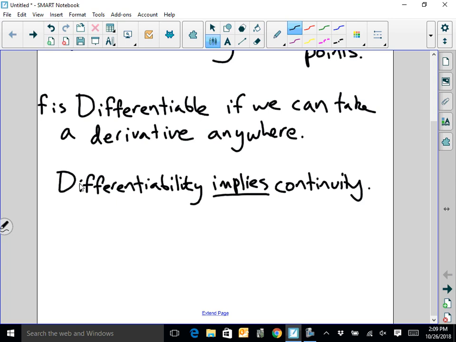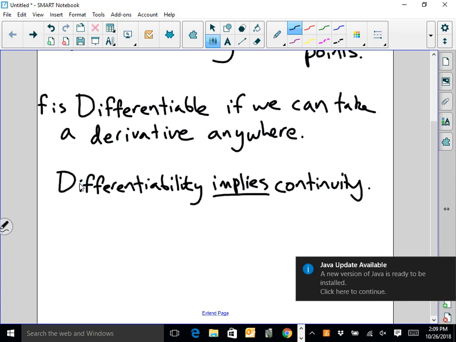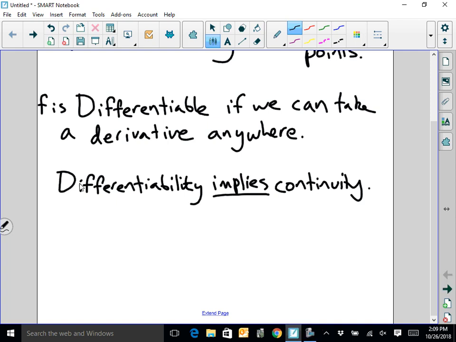So continuity, just as a reminder, meant that the graph was connected, right? There were no jumps, no holes, no removable discontinuities, no jump discontinuities, no infinite discontinuities, all those things. So if we say something is differentiable, we already know it's continuous, but it's going to be even more detailed than continuity was.